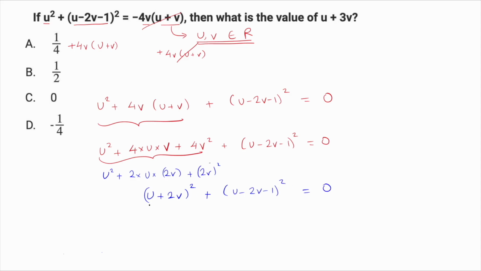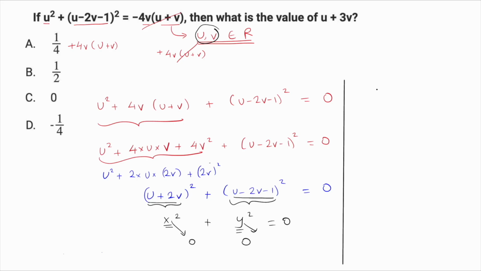Now this is like saying if I call this as x and if I call this as y, we have x square plus y square is equal to 0. Since u and v are real numbers, u plus 2v that is x, u minus 2v minus 1 that is y, they are also real numbers. The squares of two real numbers is 0. This can only happen when both x and y are both equal to 0. So we can conclusively say that u plus 2v is 0 and u minus 2v minus 1 is also 0.